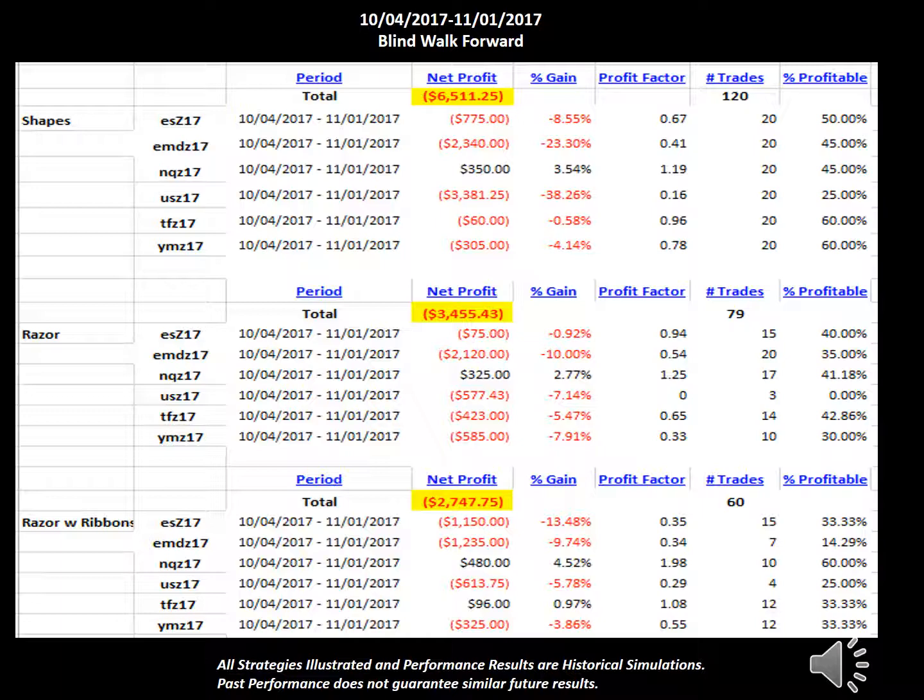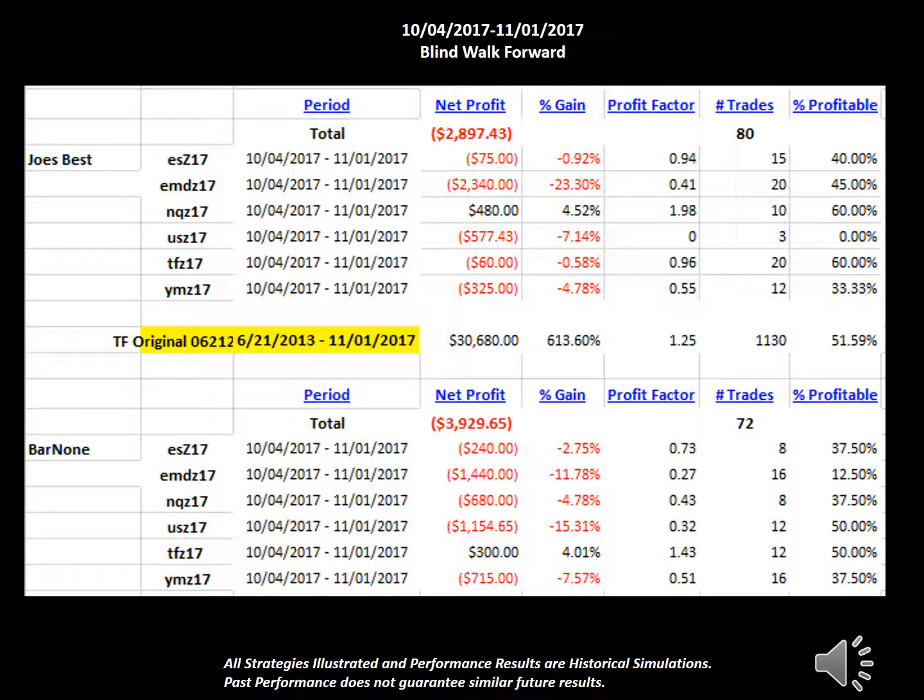We're just where we kind of get in there, get our profit or loss, and get out. I think the NASDAQ is the most appropriate. And here's the blind walk forward for the Joe's Best group and for the Bar None group. And again, I think the NASDAQ has got to be your focus here.